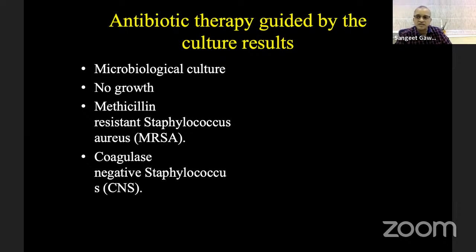MRSA is another organism which is difficult to handle, and the second most common organism is a staph, coagulase negative staphylococcus.